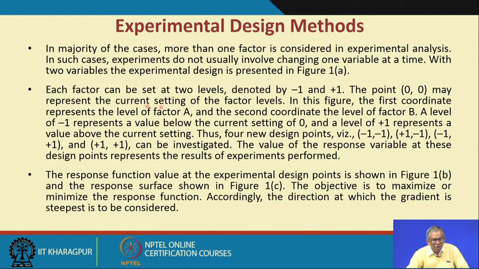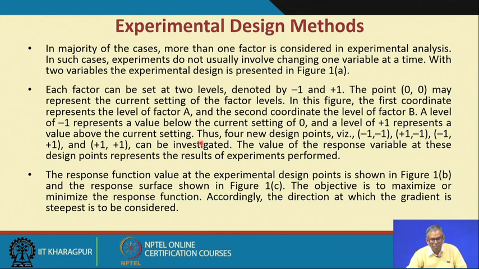One figure is there. So, what you do, each factor can be set at two levels denoted by -1 and +1. The point 0,0 may represent the current setting of the factor levels. So, in this figure, the first coordinate represents the level of factor A and the second coordinate the level of factor B. I will show you the figure immediately. First, you go through all these details. A level of -1 represents the value below the current setting of 0, and a level of +1 represents a value above the current setting.